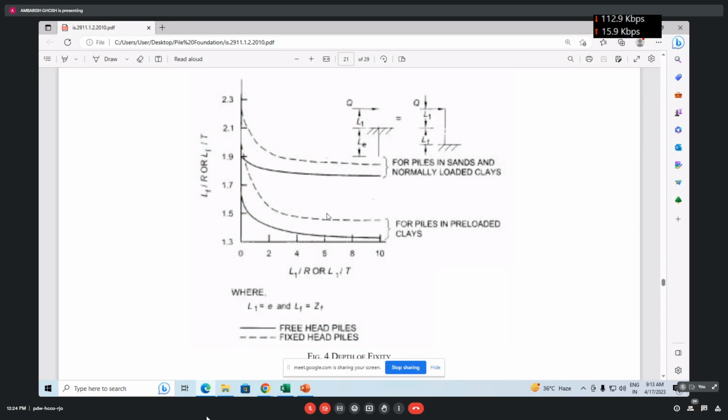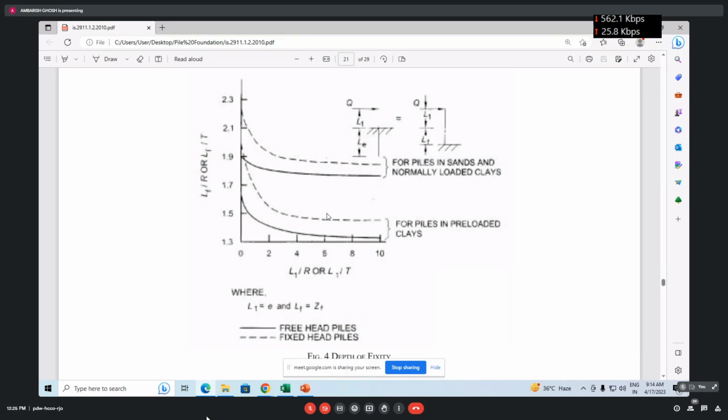Now when will we call it a fixed headed pile and when a free head pile? We explained in the first class, I think. When the number of piles in a pile group is more than 3, we will call it a fixed headed pile. You will be looking into 6.5.2.1 of the code IS 2911. There the condition is given.